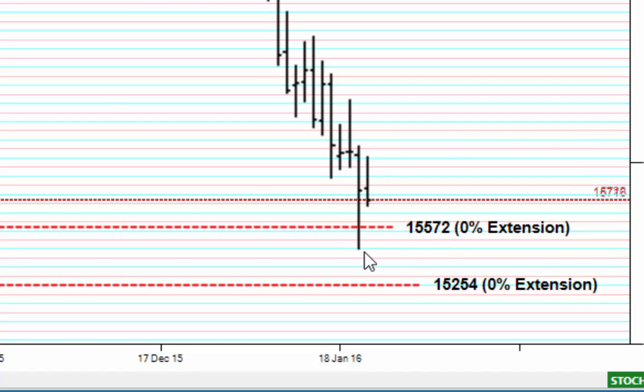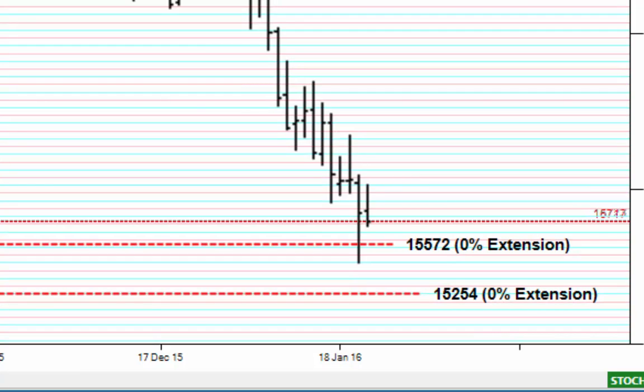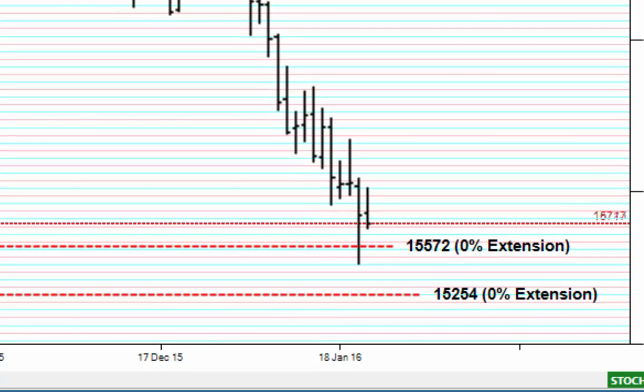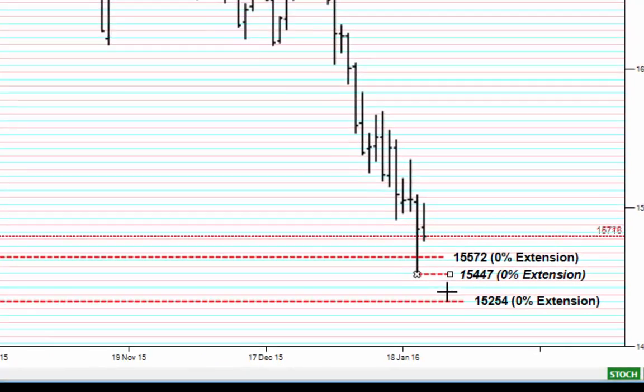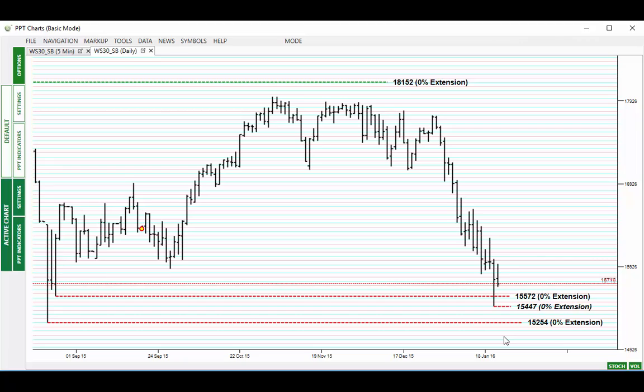And if it breaks convincingly, we now need to take yesterday's low out as well, because this now has found a support level in the market at 15,447. So again, watch this area.